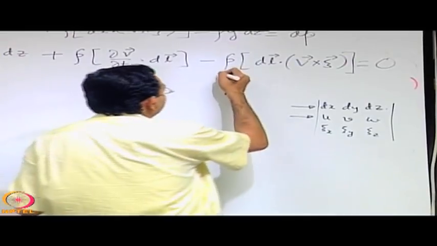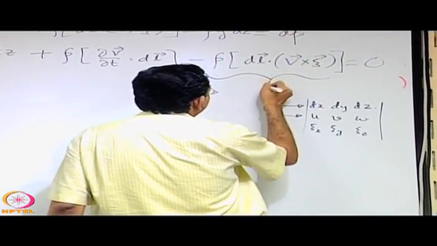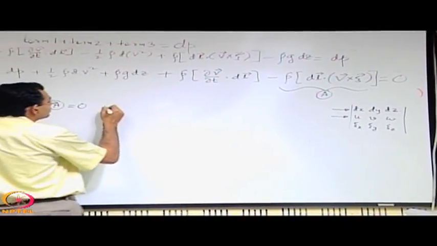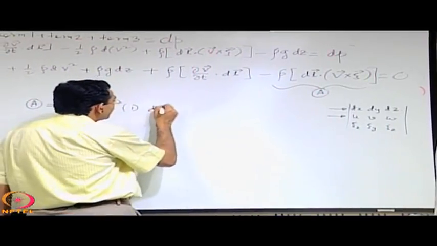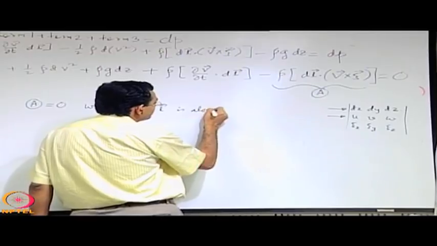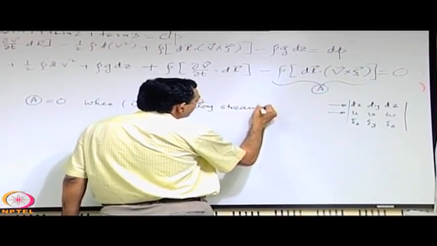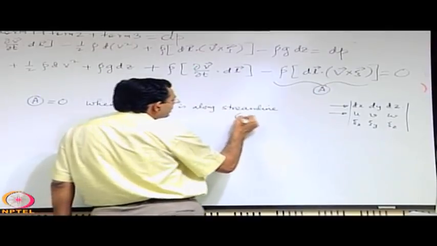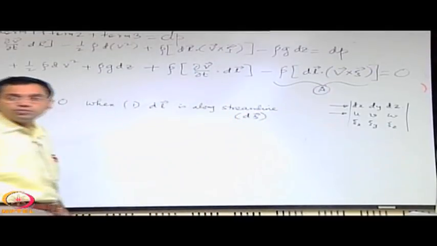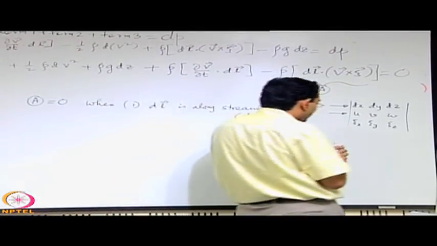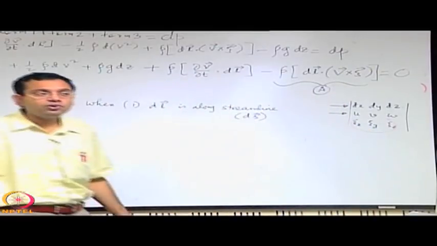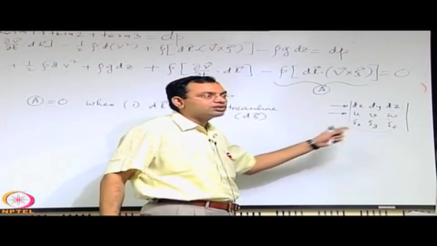So if we consider this as term A, we will identify certain cases when A becomes 0. So A equal to 0 in certain cases, one is when dl is along a streamline. Let us call the streamline direction ds, S for streamwise coordinate. When that is the case, we do not care whether it is an irrotational flow or not, it does not matter whether it has non-zero components of the vorticity vector.